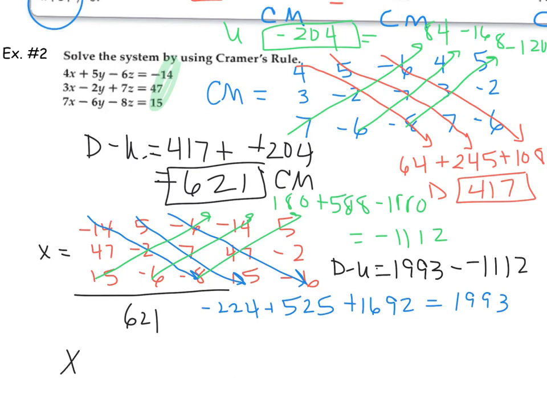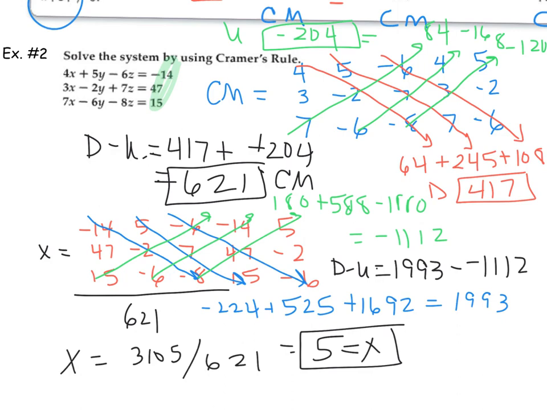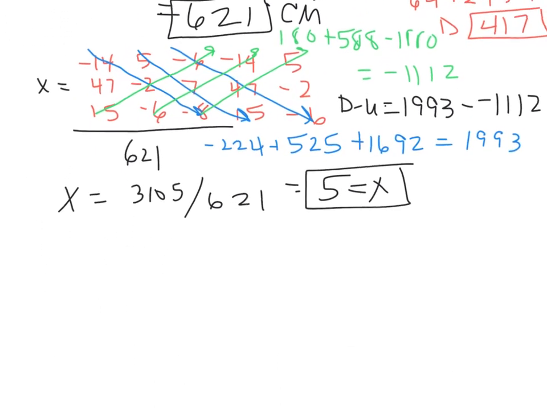Okay, so the x would equal 3105, but I got to divide by 621, and so I get 5 equals my x. Okay? A lot of work, but it's easier to find your mistakes doing it this particular method. Okay, we're going to slide her up and we're going to find my y.